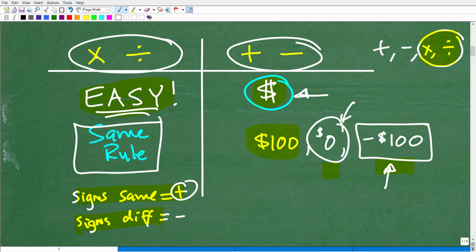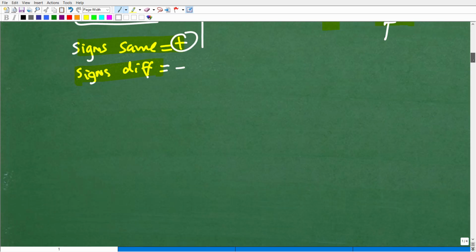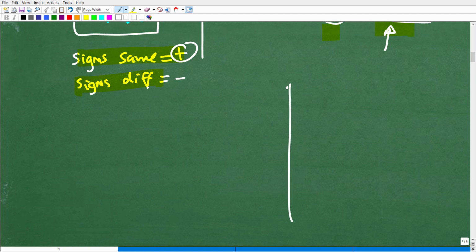What does this mean? What does -$100 mean? Well, it means that you have less than $0. This is debt, right? Let's kind of look at it this way here. Let's talk about money this way. Okay, so let's say I have $0 right there, and up here I have $100. That's great.